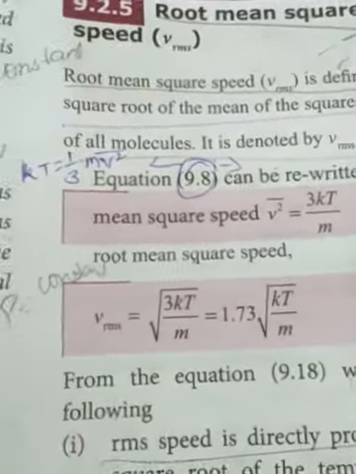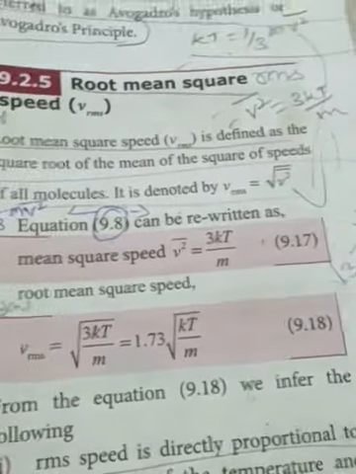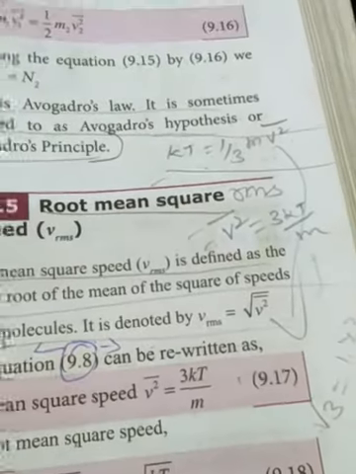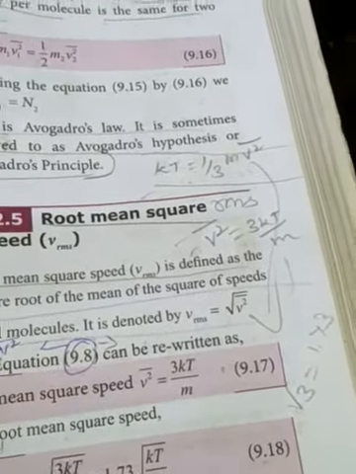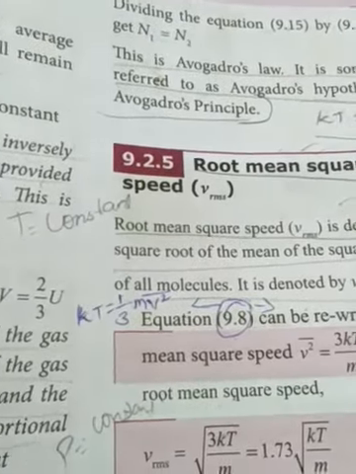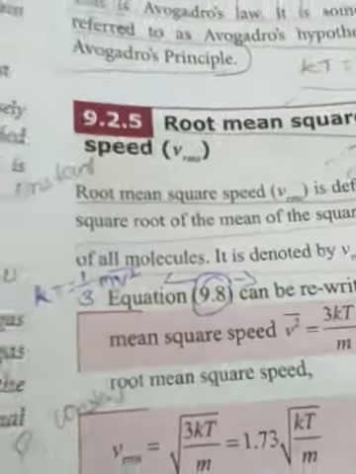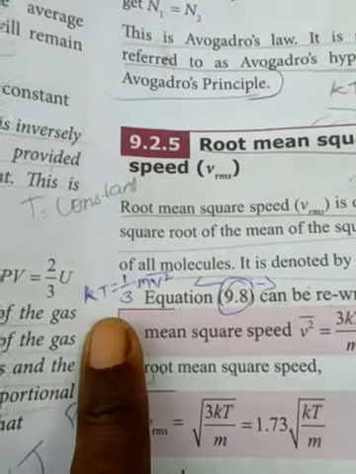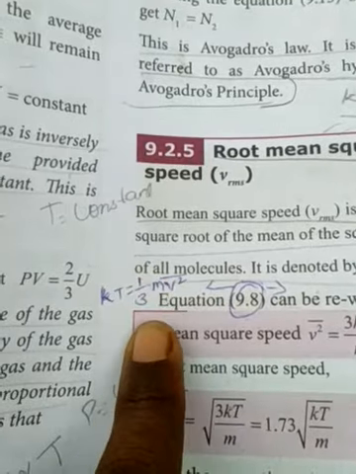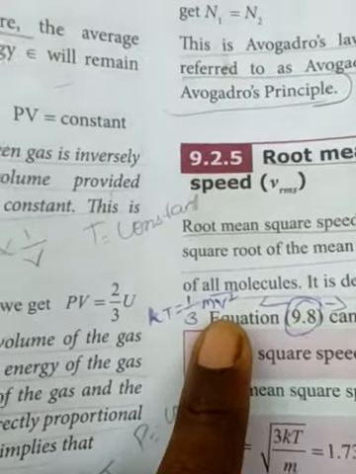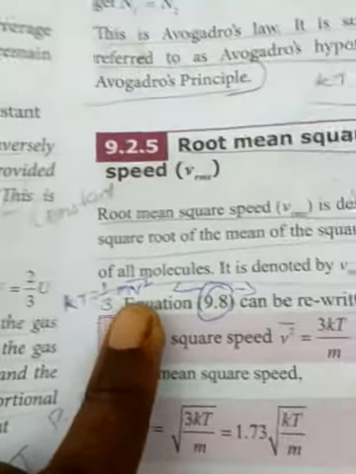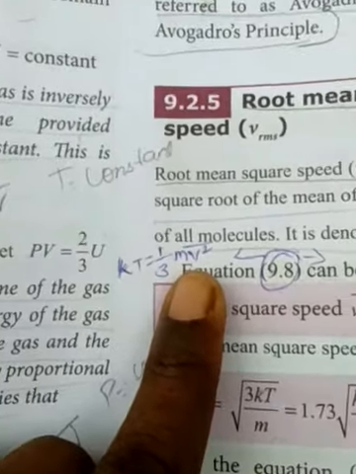Now you see the squared values. It is denoted by VRMS, equivalent to the root of the mean of V squared. The V value we take from the kinetic energy, which I wrote with the blue pen: KT equivalent to 1 by 3 mv squared. So the V squared value we take from the kinetic energy formula.